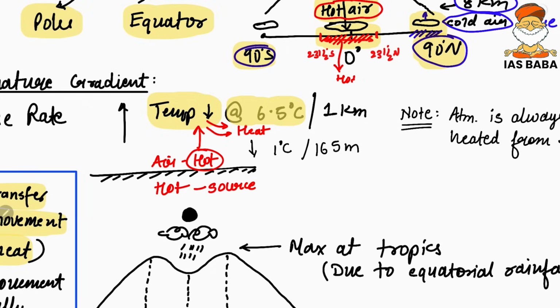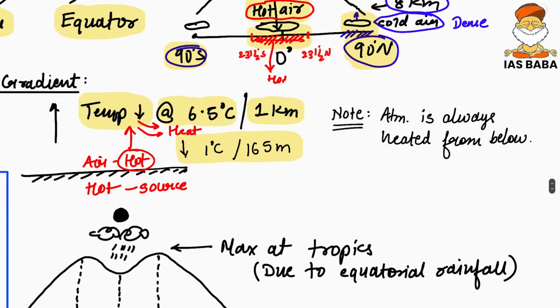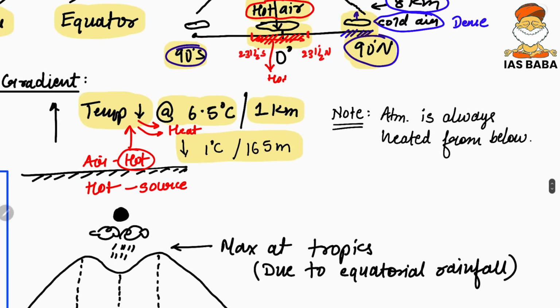So at every 1 kilometer, it was losing its heat energy by 6.5 degrees Celsius, or it was becoming cooler by 6.5 degrees Celsius every 1 kilometer up in the altitude. Or we can also say that 1 degree Celsius temperature decreases after every 165 meter increase in the height, because the atmosphere is always heated from below.